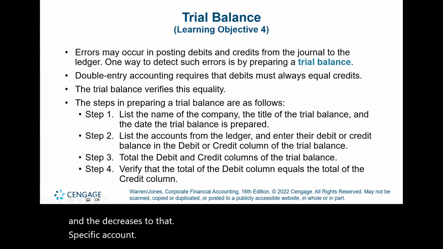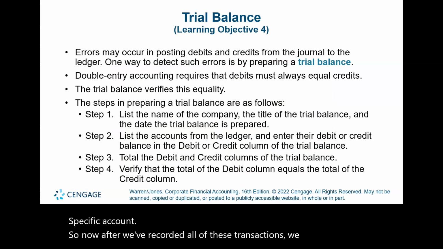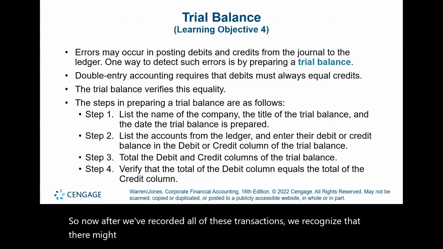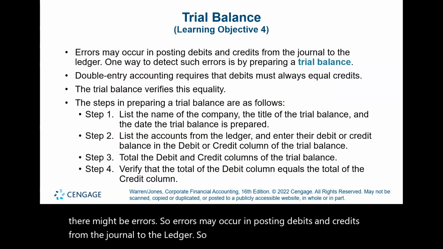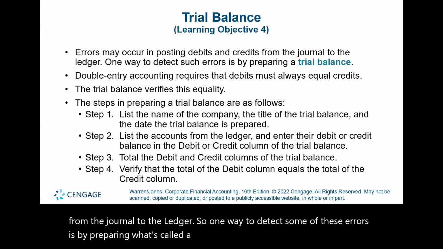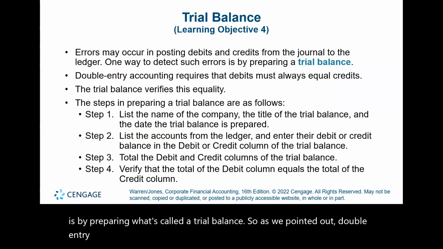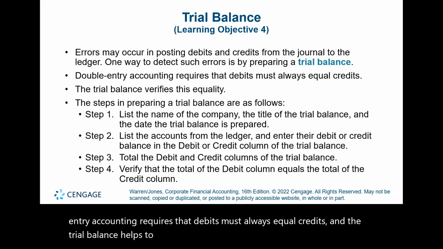So now, after we've recorded all of these transactions, we recognize that there might be errors. So errors may occur in posting debits and credits from the journal to the ledger. So one way to detect some of these errors is by preparing what's called a trial balance. So as we pointed out, double entry accounting requires that debits must always equal credits. And the trial balance helps to verify this equality.